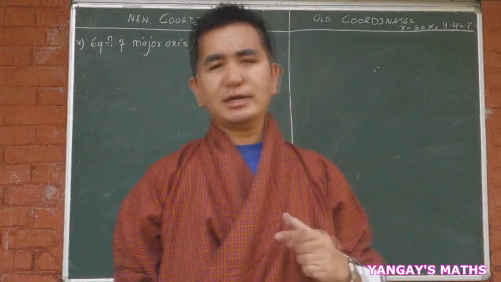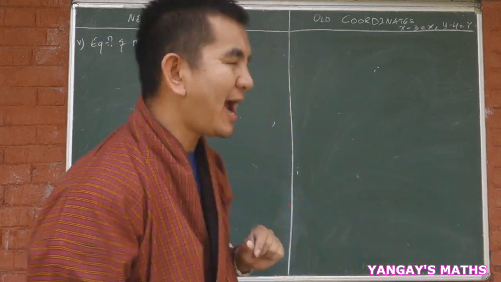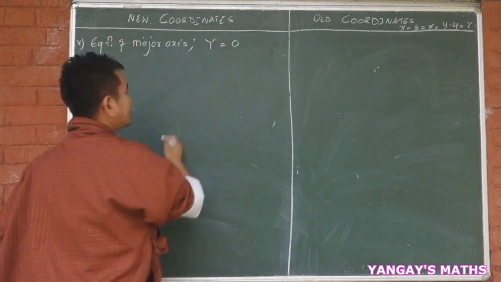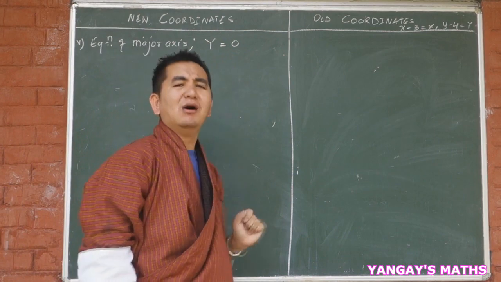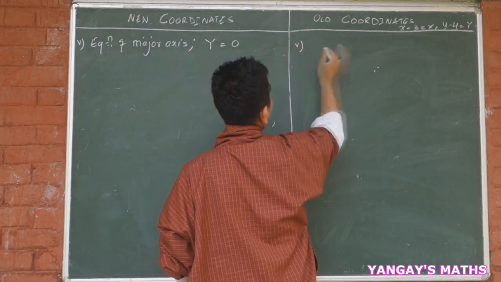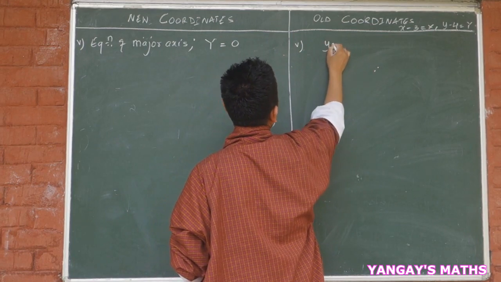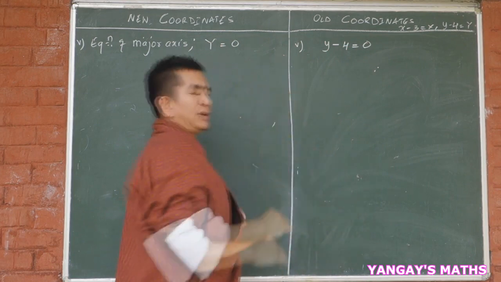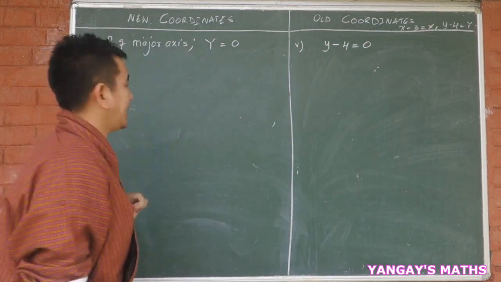Major axis is along the x-axis. It does not lie on the y-axis, meaning the equation of the major axis is capital Y equal to 0. Major axis lies on the x-axis. So number 5, we substitute there: y minus 4 is equivalent to 0. This becomes the equation of the major axis.